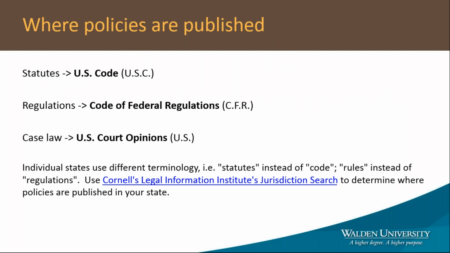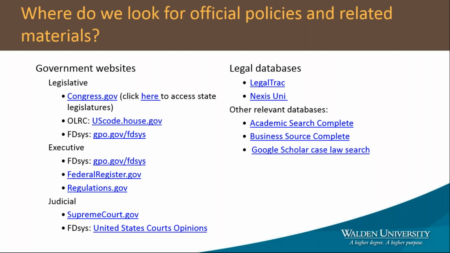So, a couple more notes here. At the federal level in the United States, all statutes, so those are things emerging from Congress, will eventually be published in something called the US Code. Regulations, on the other hand, end up in the Code of Federal Regulations, and all case law ends up in the US court opinions. So that's just where these different kinds of laws are published. Now, for individual state information, you can use this link that I posted in this slide. That's going to help you determine where policies are published in your particular state.